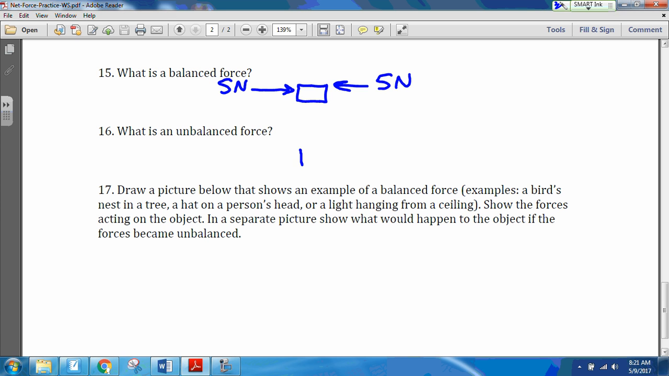So what would an unbalanced force look like? Okay, so one side's 8 and the other side would be 2. So for a balanced force, the net force is how much? 0. For an unbalanced force, the net force is how much? Any number but 0. So that's when we end up having something happen. Do y'all know what happens when we have an unbalanced force?